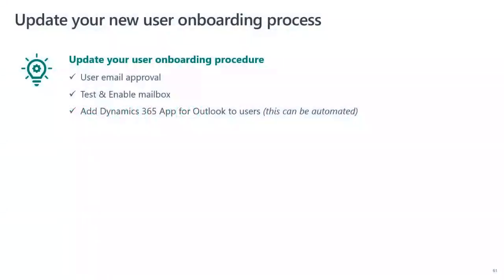Then you need to update your new user onboarding procedure. So how you're going to approve emails, I think that should already be the case in your organization. For server-side synchronization, make sure that you test and enable mailbox for new users, and make sure that you add the Dynamics 365 app for Outlook for these users, and this can be automated.